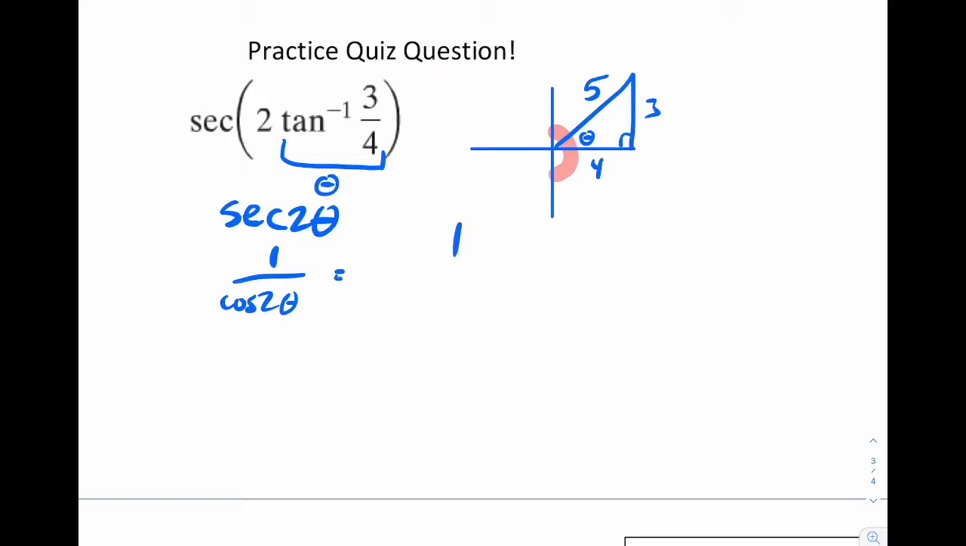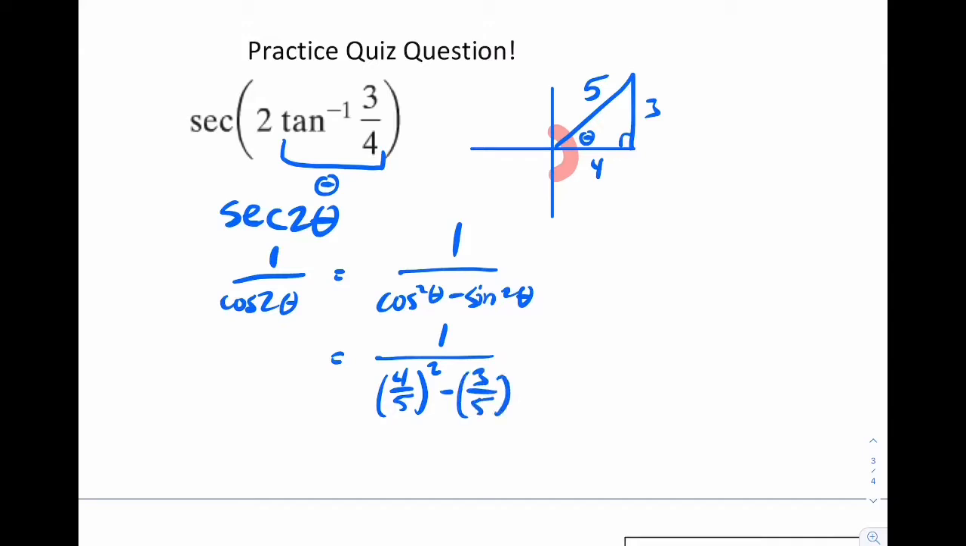And 1 over cosine 2 theta, let's expand that. We now know cosine 2 theta, that's cosine squared minus sine squared. So let's take 1 over cosine theta is 4/5 squared minus sine theta is 3/5 squared. That's 1 over 16/25 minus 9/25. That's 1 over 7/25. Final answer is 25/7. And we are done.